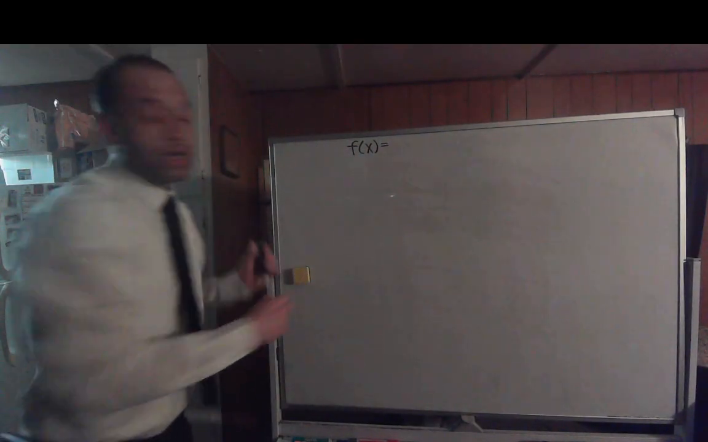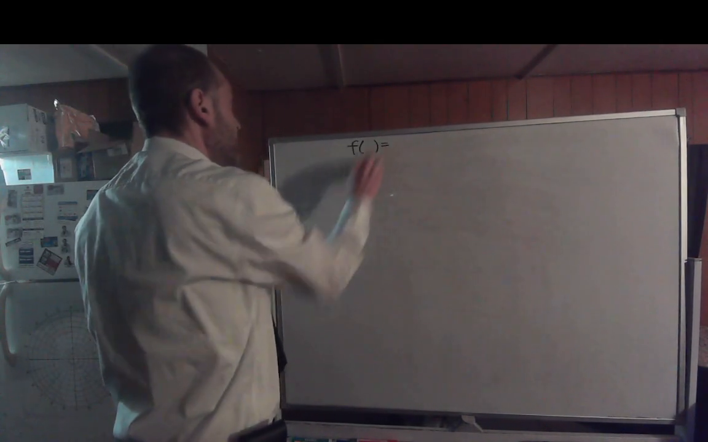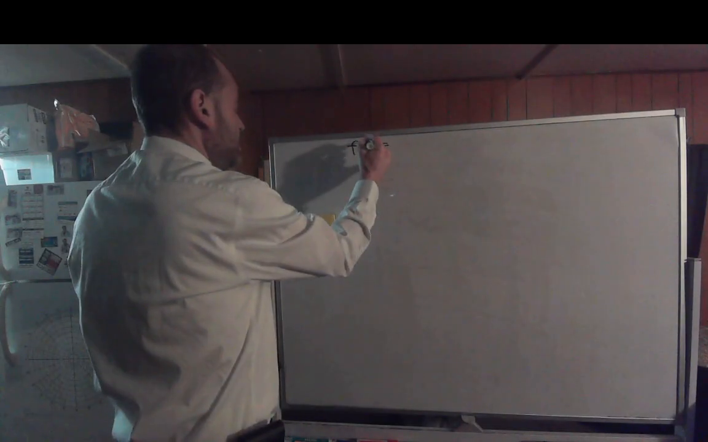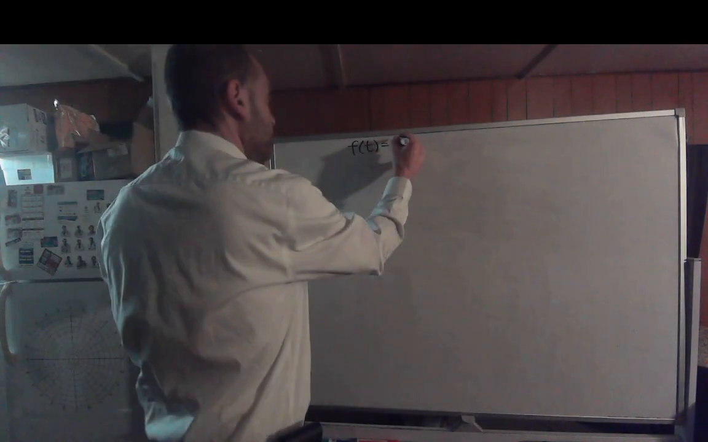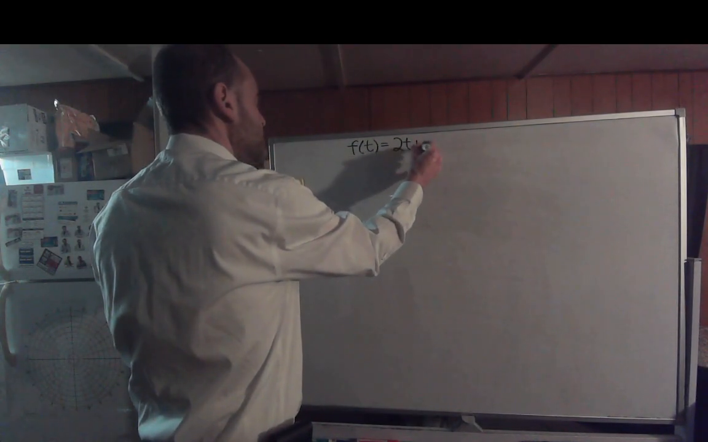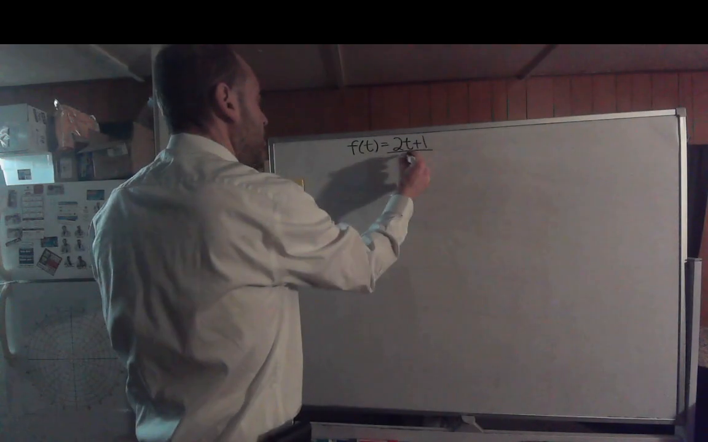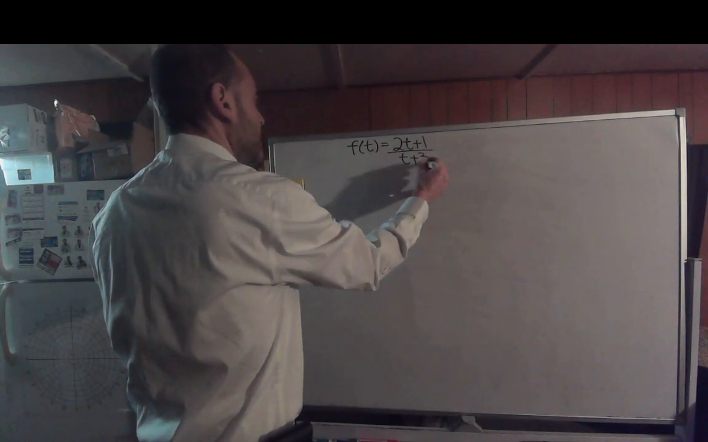Alright, we're going to do a rational function this time. So we're going to change the variable to f of t. You can have f of x, f of t, what have you. They're just functions. It doesn't really matter what you call your variable. They're still functions. So f of t equals 2t plus 1 all over t plus 3.